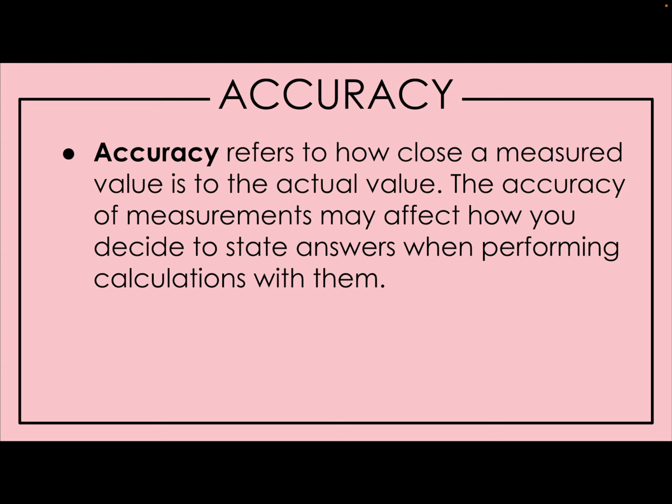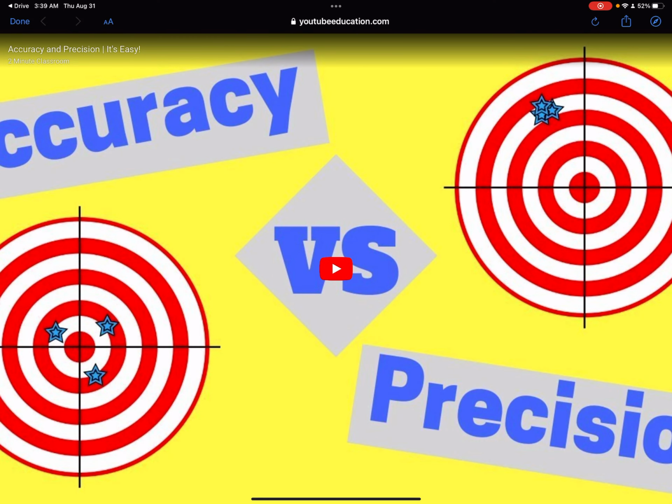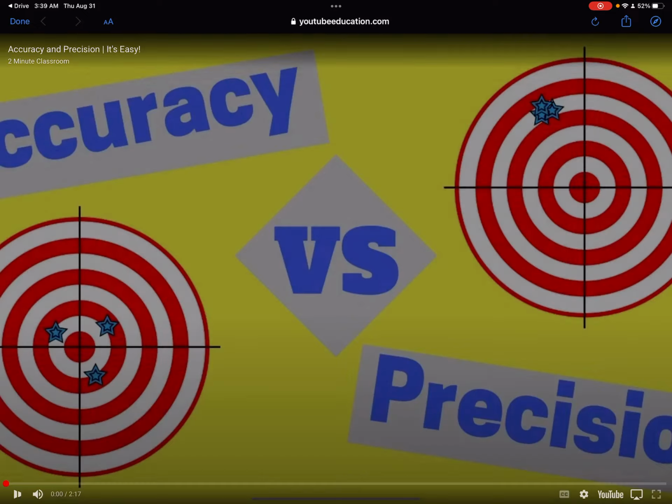So you got to be careful when thinking about accuracy and precision. You want the most accurate answers you can get while also being precise, if that makes sense. So you want your answers to be as close as possible while also staying within that constraint of the decimal places. Alright, so here's a little video about accuracy and precision we can watch.